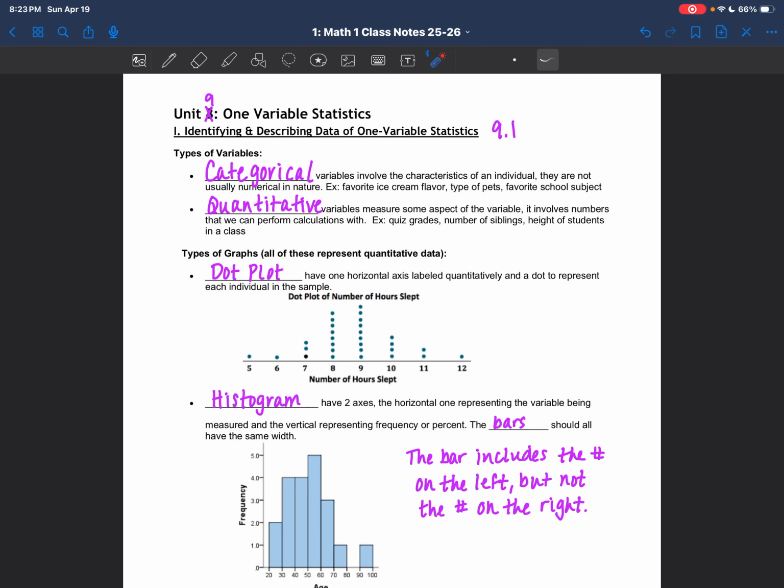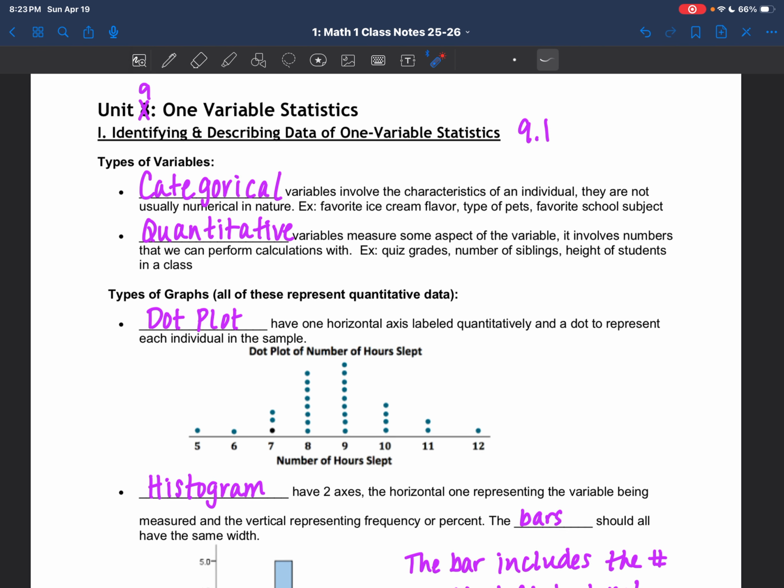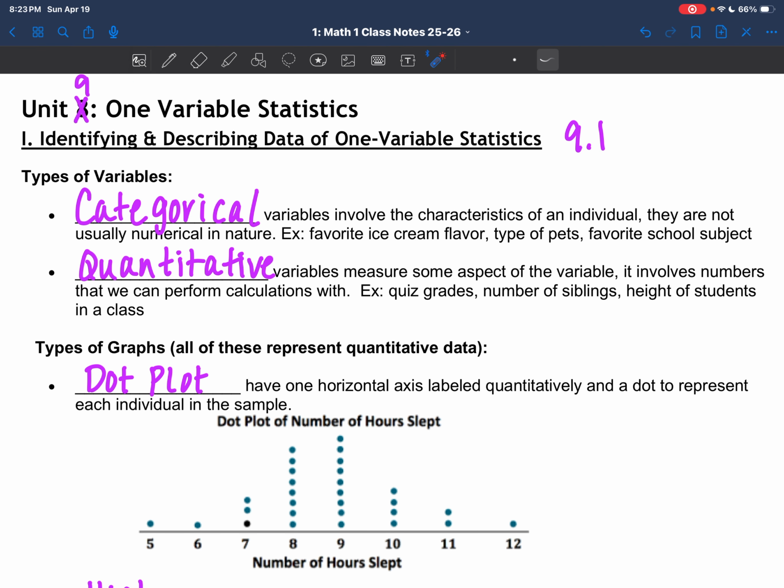All right, we're going to start a new unit, which is one variable statistics. And for today's lesson, we're going to identify and describe data of one variable statistics. So first we're going to start out, there's a lot of vocab here. The first thing we're going to start out with is types of variables.